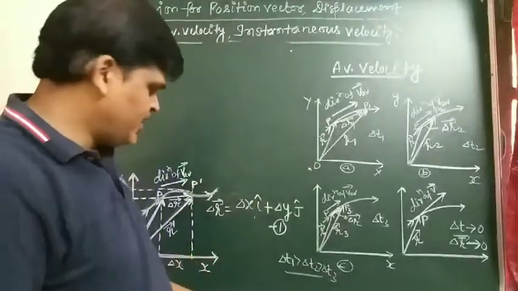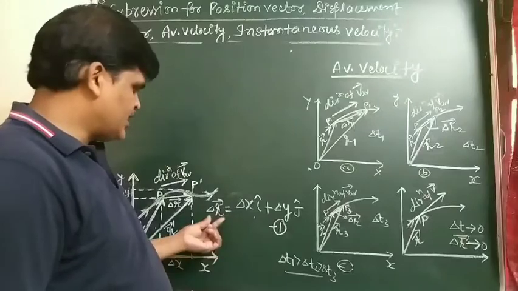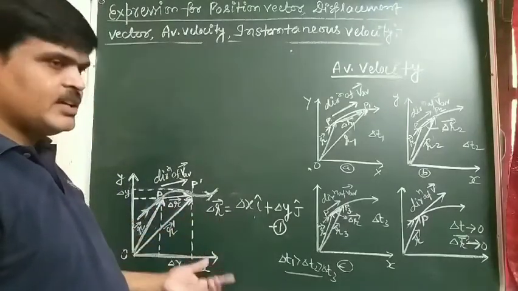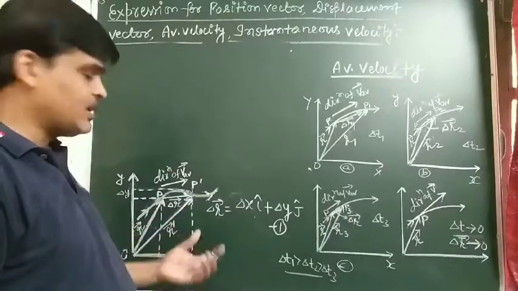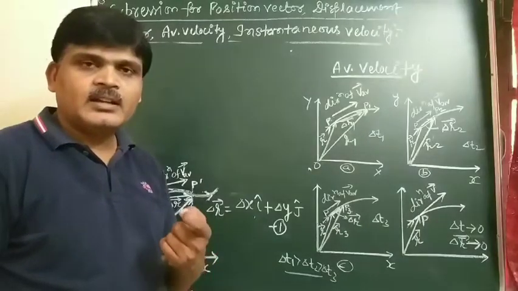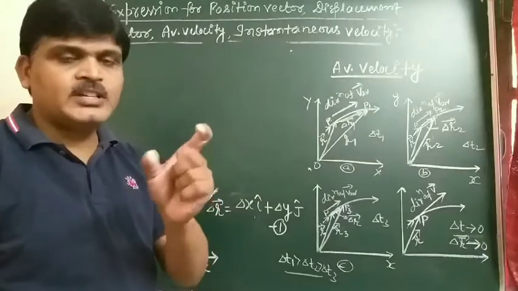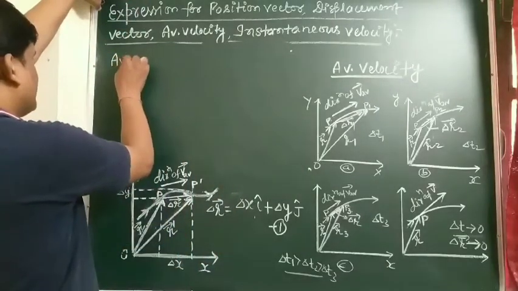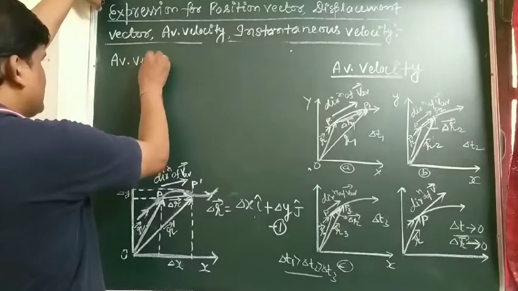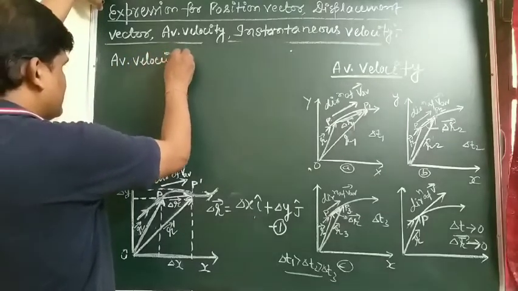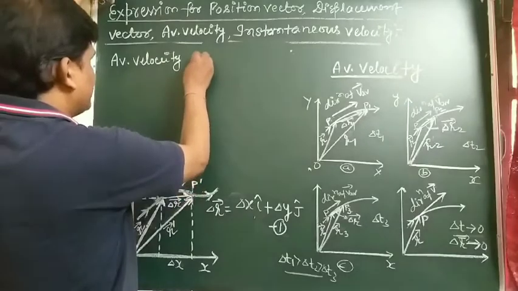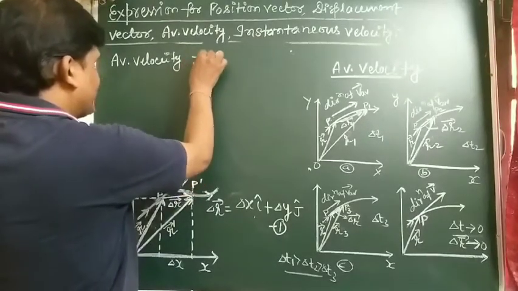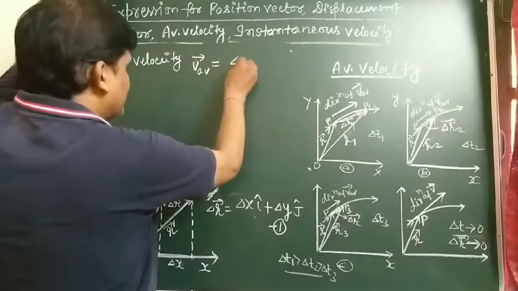Total displacement by total time taken. And here, what is that? Displacement, so displacement is delta r, and time taken is t dash minus t, which is delta t. So the average velocity of an object can be written as V average bar vector, that is displacement by time.